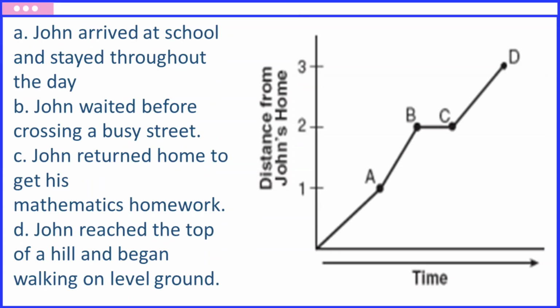Here are the choices. A. John arrived at school and stayed throughout the day. B. John waited before crossing a busy street. C. John returned home to get his mathematics homework. And letter D. John reached the top of a hill and began walking on the level ground. Which is the correct answer?